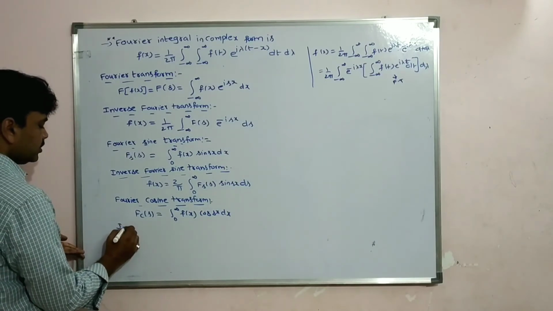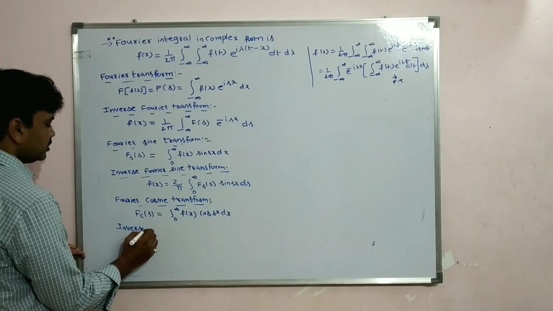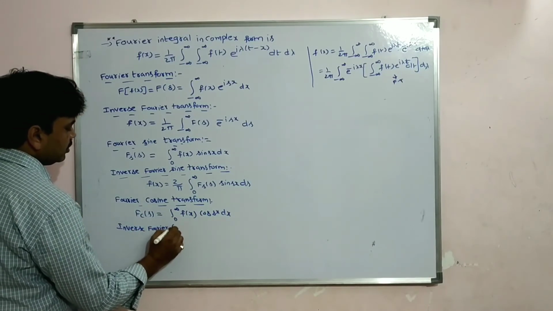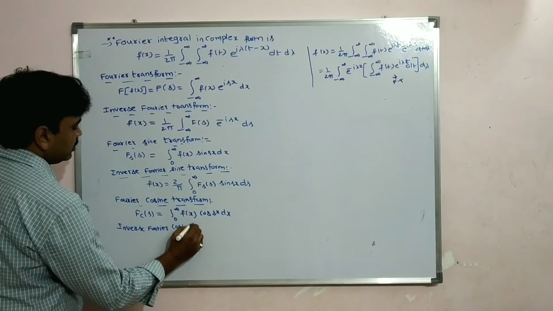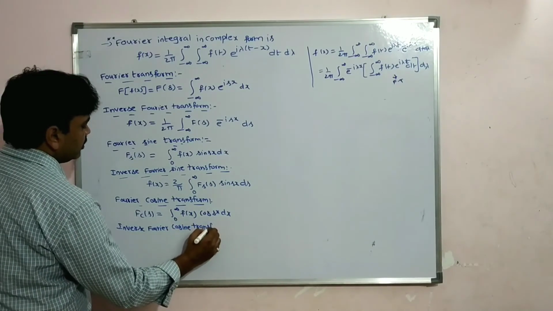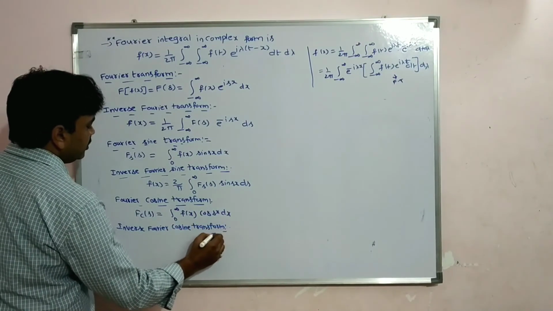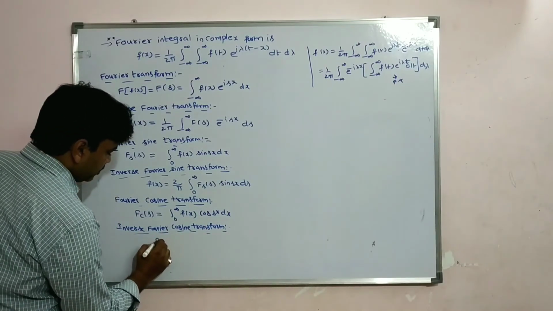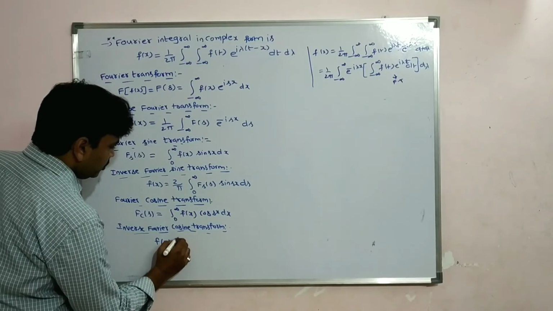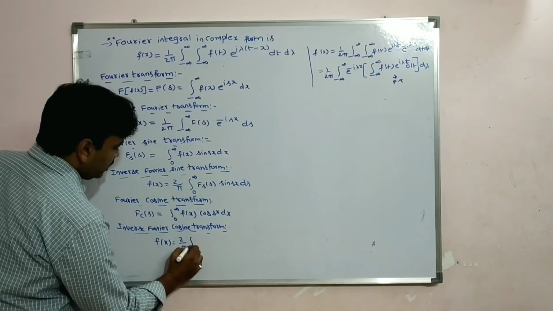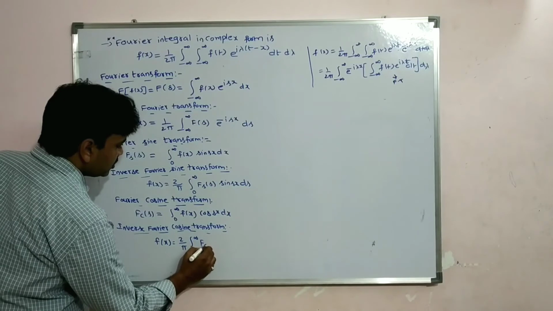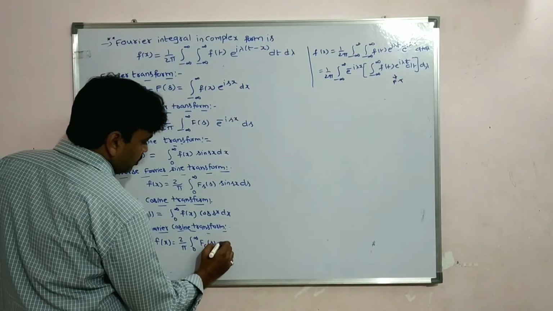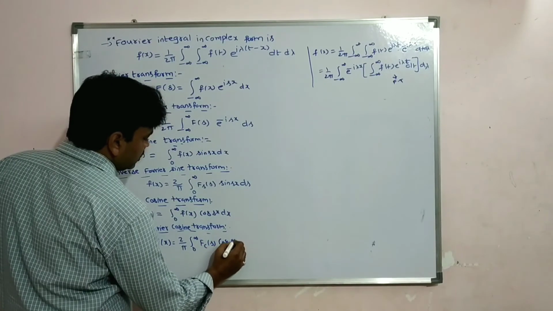Now the inverse Fourier cosine transform. Again, students, f of x is equal to, same, students, 2 by pi integral 0 to infinity. This time you get here, students, Fc of s into cos sx into ds.